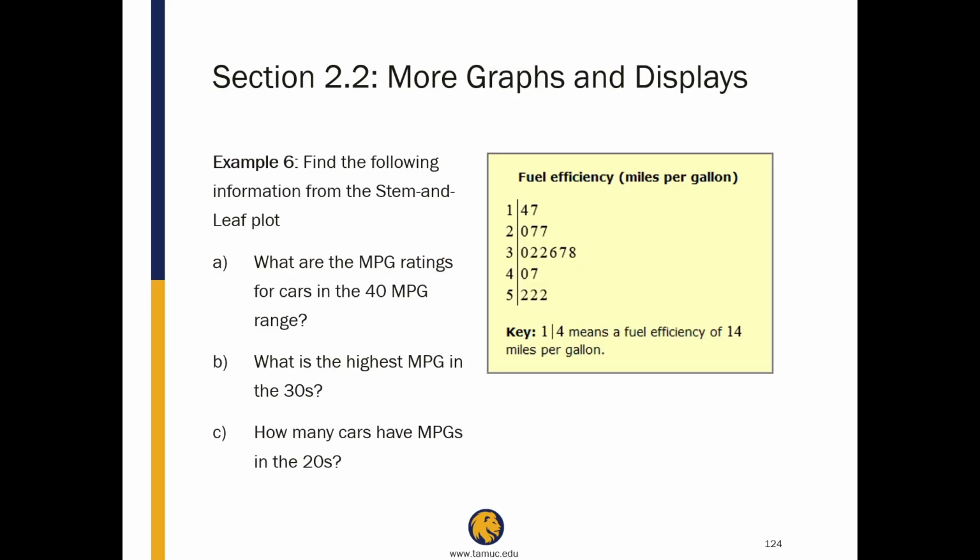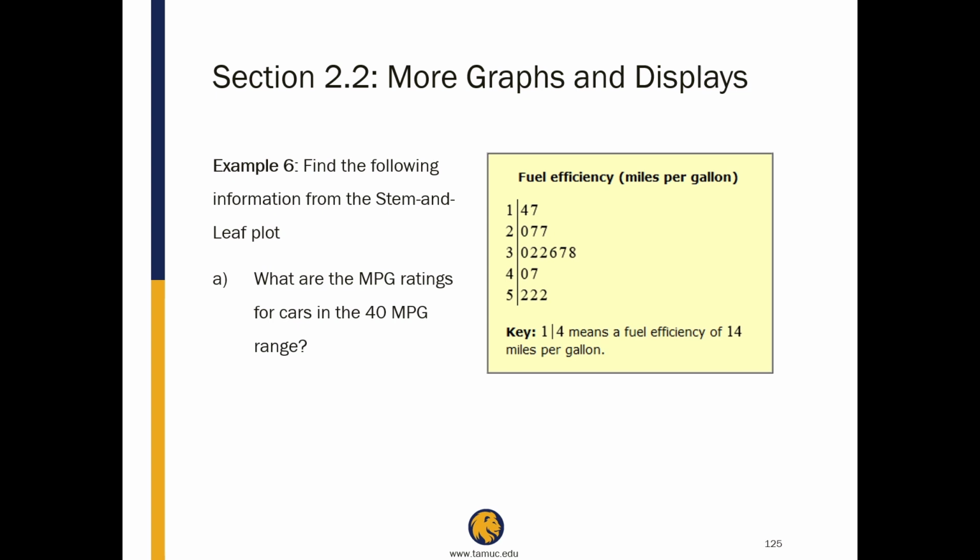Let's look at another example which gives us a stem plot, and we're going to answer some questions based off of this. These are fuel efficiency ratings in miles per gallon. So the first question is, what are the MPG ratings for cars in the 40 MPG range? That would be the numbers that have 4 in the tens position. We notice that there are two values listed in the 40s, 40 and 47. So 40 and 47 are the two numbers listed here in the 40 MPG range.